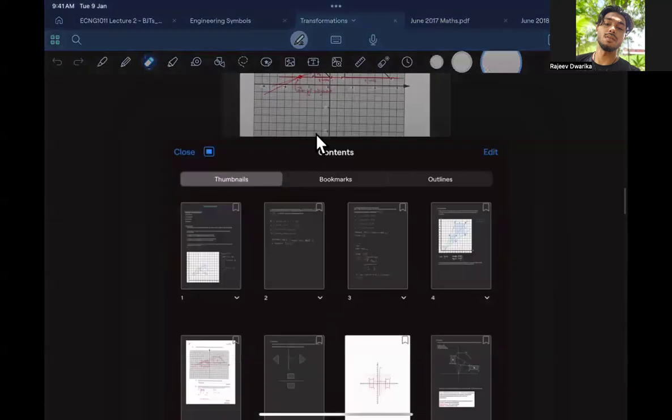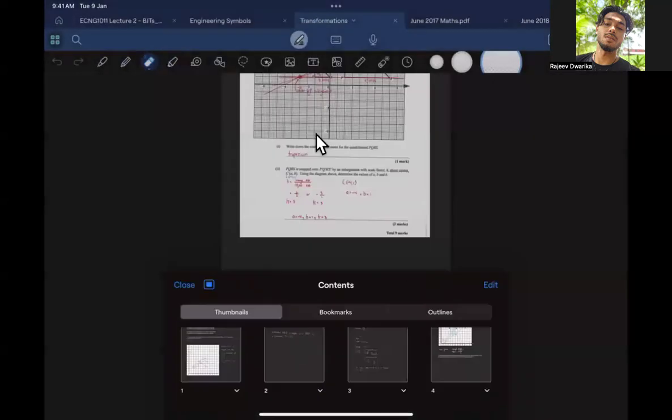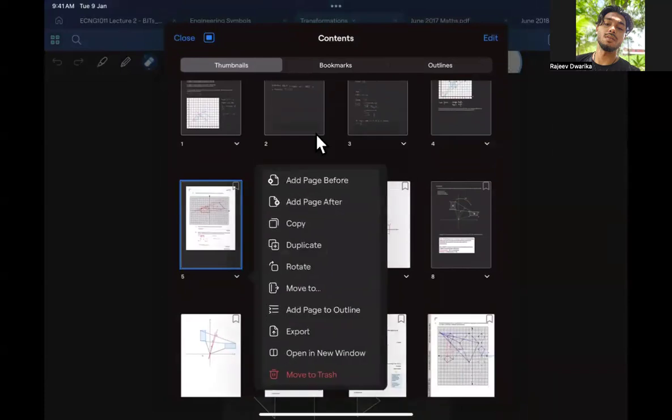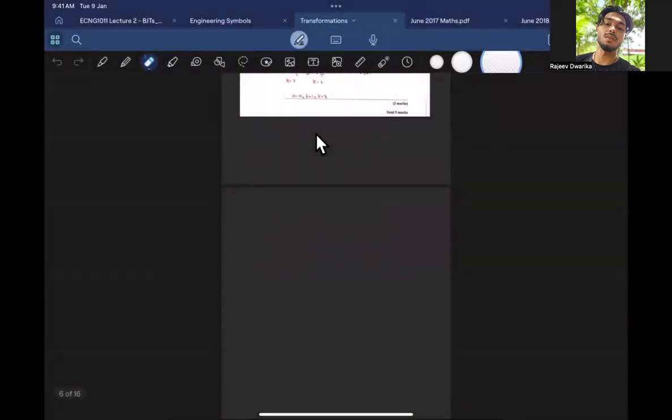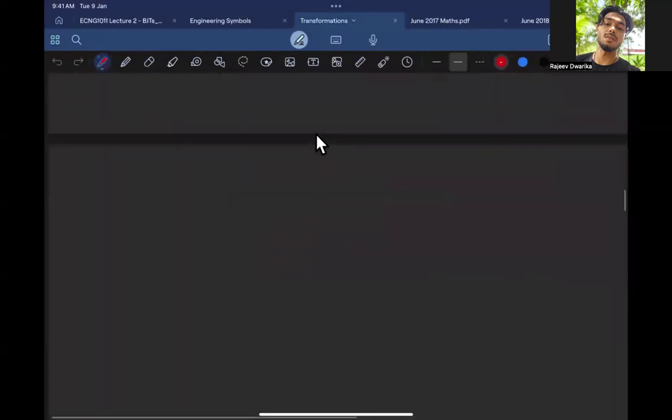So I'm going to put that question on the screen and try to explain it. Well, I will explain it. We're going to look at enlargements with negative scale factors.